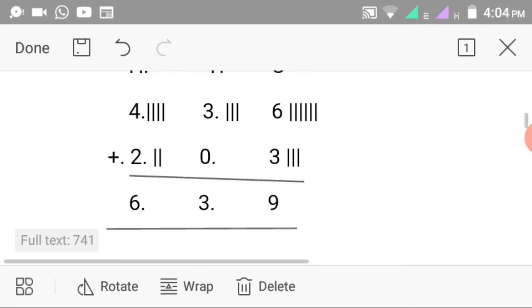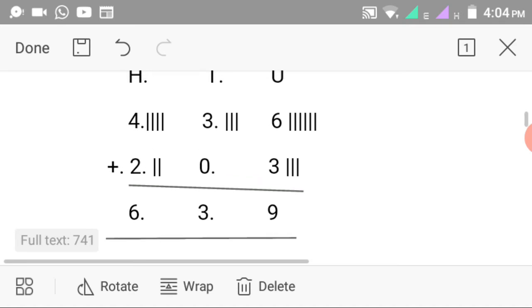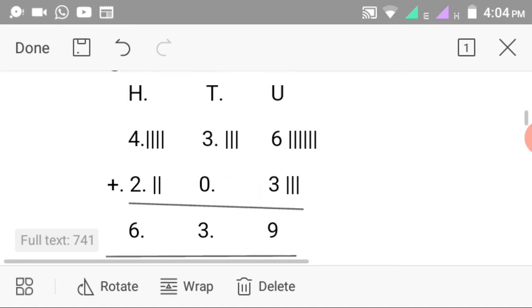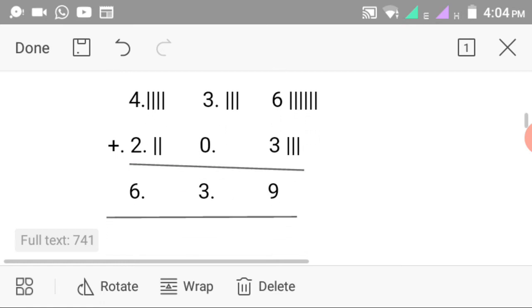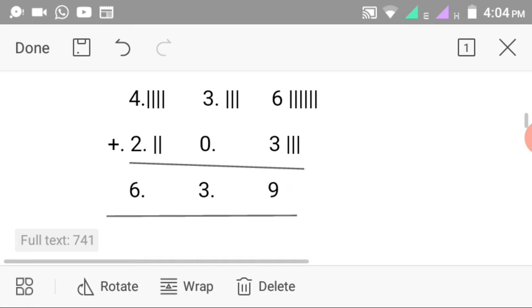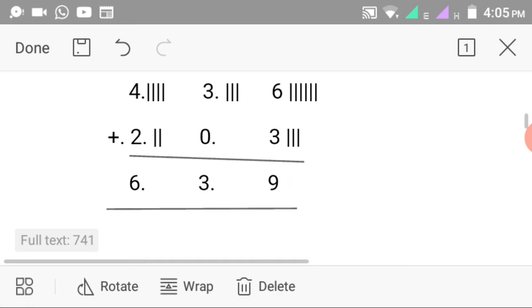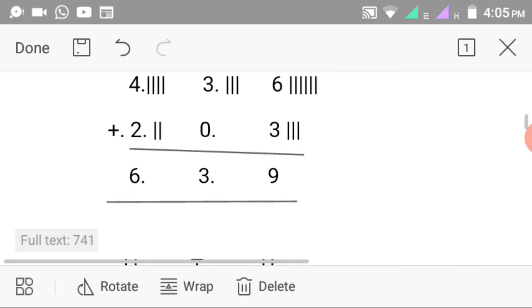Then I will now write 2 hundreds. My 0 will be under tens, under 3, and my 3 will be under 6 units, as you can see. Now, I want to count the figures so that I can add them together. Now, I'm going to count my 6. 1, 2, 3, 4, 5, 6.